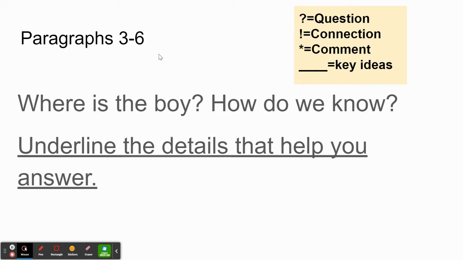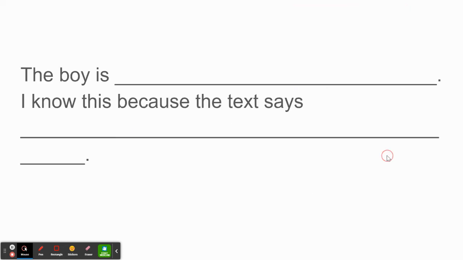Go ahead and read paragraphs 3 through 6 with your partner. Again, use these annotation marks to annotate and mark your thinking as you read. And this time you're going to be underlining, where is the boy? So not just the name of the place, but what's going on there, and underline the details that help you answer. So just paragraphs 3 through 6, you should be reading out loud with your partner.